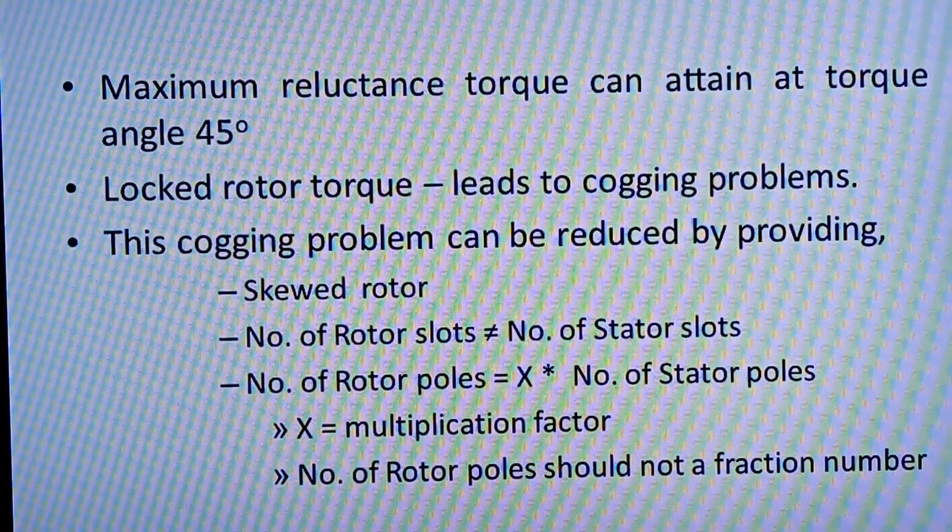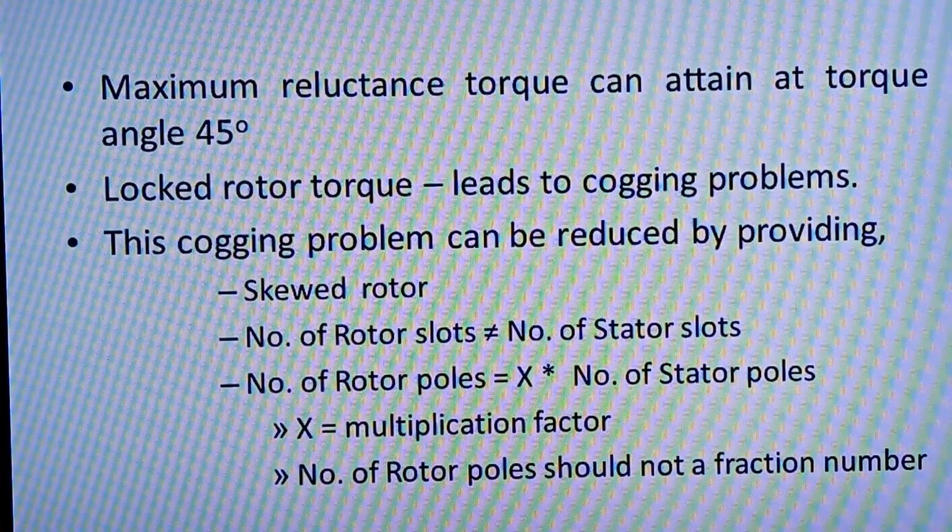Then locked rotor torque is also possible, which leads to cogging problems. This cogging problem is also present in the normal synchronous machine, we know. Then by providing some special arrangements, we can avoid these cogging problems, such as skewed rotor provision. Another one is that the rotor slots should not equal the stator slots, and the relationship between rotor slots and stator slots must be a round number. There is no fraction number, so that should be a round number.